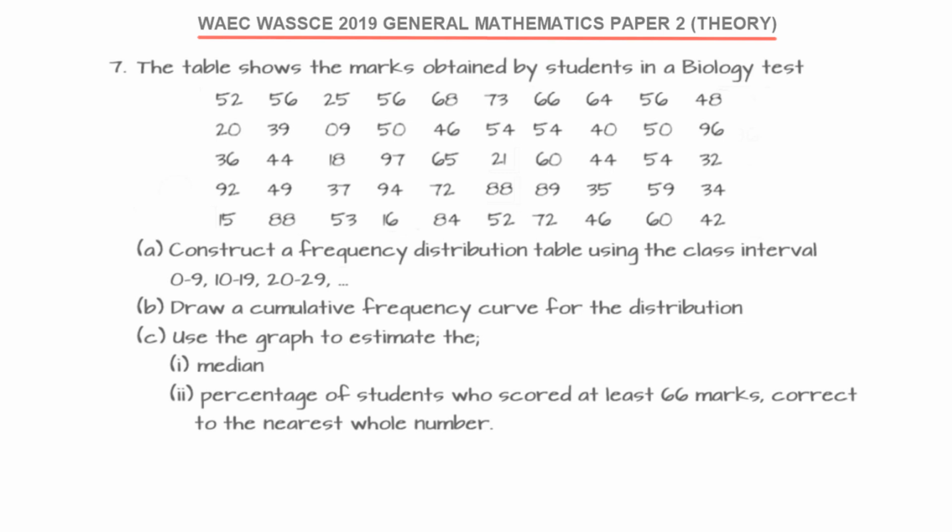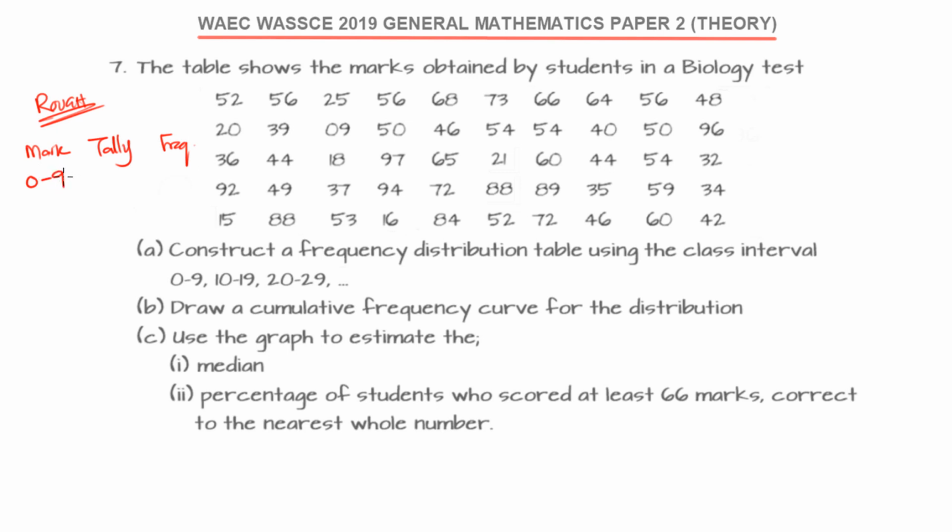Yes, this is a question on ungrouped data, okay? And we are told that the table shows the marks obtained by students in a biology test. Now, we are to construct the frequency distribution table using the class intervals 0 to 9, 10 to 19, 20 to 29. If you continue, we are going to get 30 to 39, 40 to 49, and so on. So let's go ahead with our first question there. I want to get a frequency distribution table. Okay. So now, I'll just do a rough sketch here, and I will advise this is the best way to go about your work. Have the mark, the tally, and the frequency.